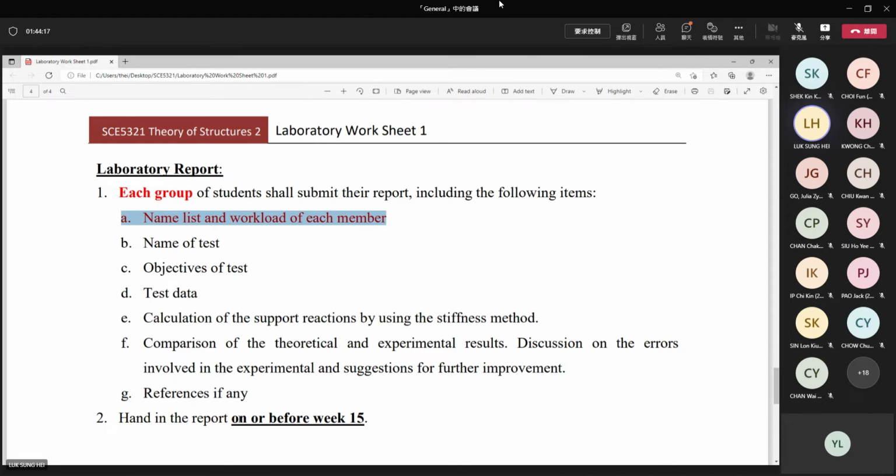I forgot about the week number. Last week, I think it's week 15, right? Week 14 or week 15. I can't remember the exact number. Anyway, you can submit the report in the last week of this semester. Don't worry, the last week.